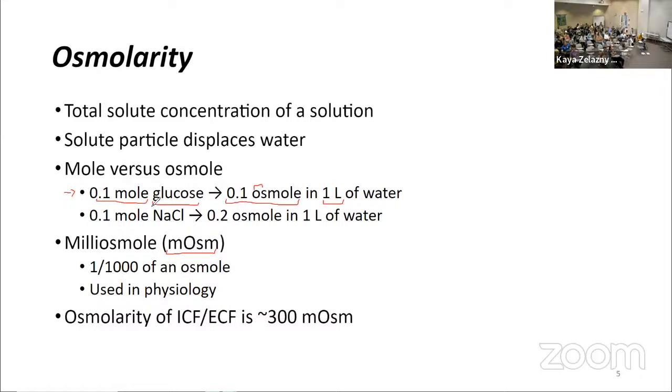So if you're looking at something like glucose, right? So something that's all covalently bound to itself.